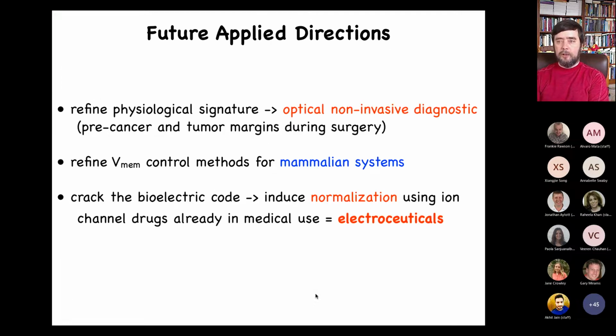So our future goals are to refine this physiological signature for better diagnostics, to move our VMEM control methods into mammalian systems, so mice first and hopefully then clinical, and to really crack this bioelectrical code, to really be able to induce normalization without trying to kill the cells, to exploit the kinds of ion channel drugs that are already in medical use and available to patients.